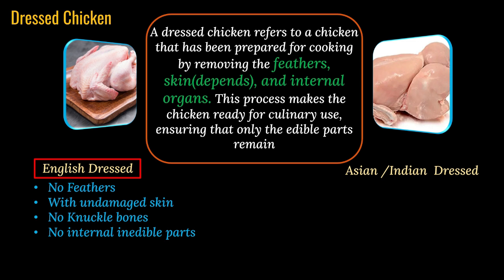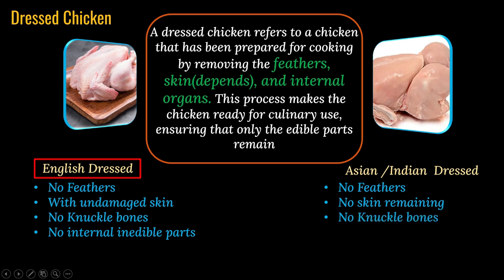Now let us see what are the features of an Indian dressed or Asian style dressed bird. No feathers, of course. Same thing we can understand. No skin remaining. In this case, the skin is removed. No knuckle bones, similar to the earlier one, and no internal inedible parts.